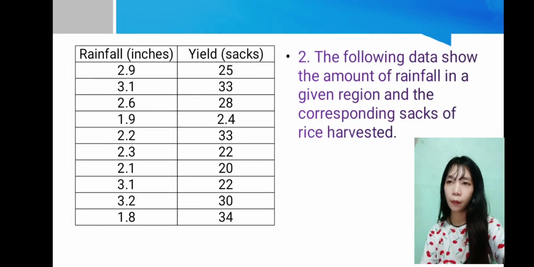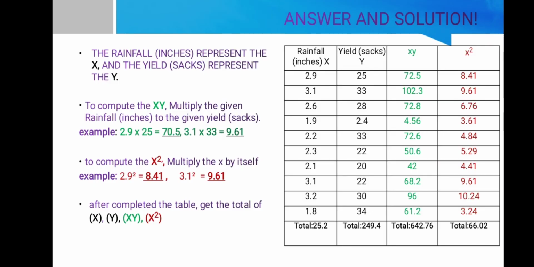Number 2. The following data show the amount of rainfall in a given region and the corresponding sacks of rice harvested. The rainfall represents the X and the yield represents the Y. To compute the XY, multiply the given rainfall to the given yield. Example, 2.9 times 25 equals 70.5. 3.1 times 33 equals 9.61. To compute the X squared, multiply the X by itself. Example, 2.9 raised to 2 equals 8.41. 3.1 raised to 2 equals 9.61.